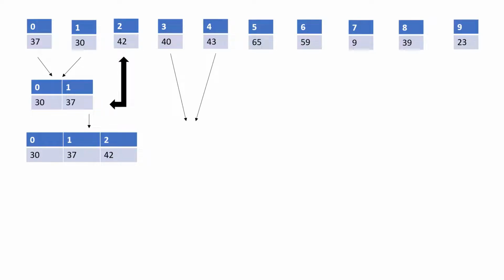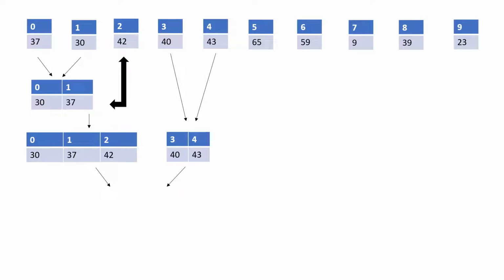Now we have to merge the elements in the indexes 3 and 4. In the index 3 the element is 40. In the index 4 the element is 43. Let's compare them. 40 is less than 43. 40 has to be placed at index 3, whereas 43 has to be placed at index 4. After placing, here it looks like.